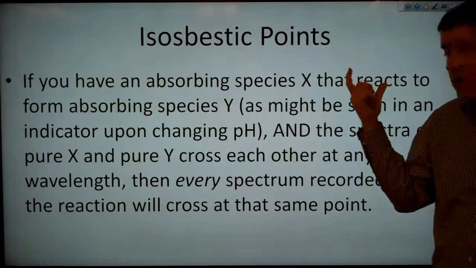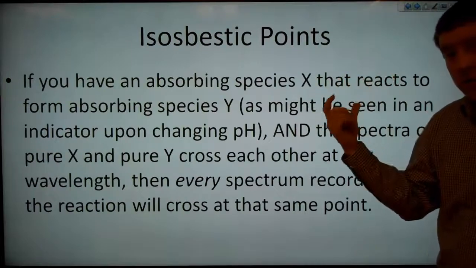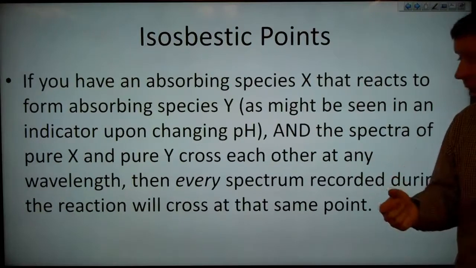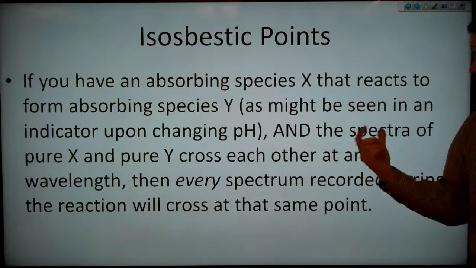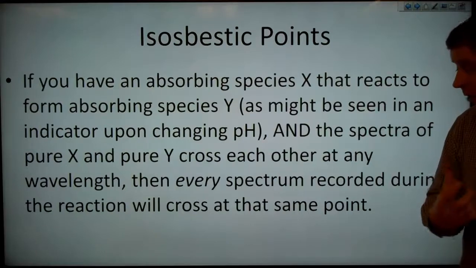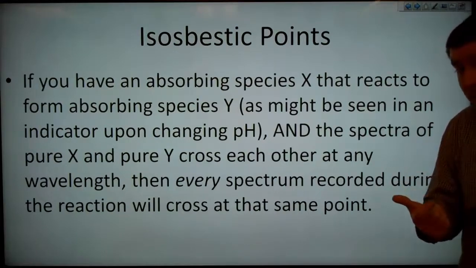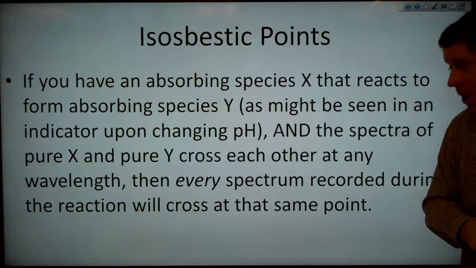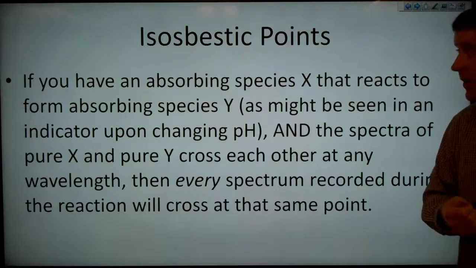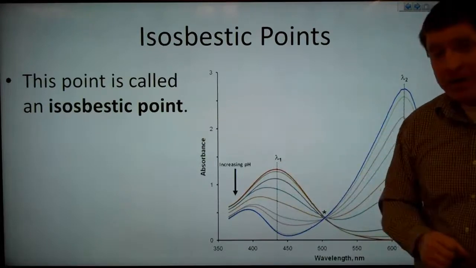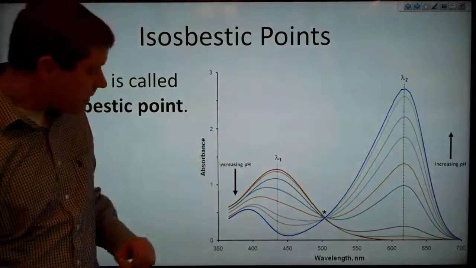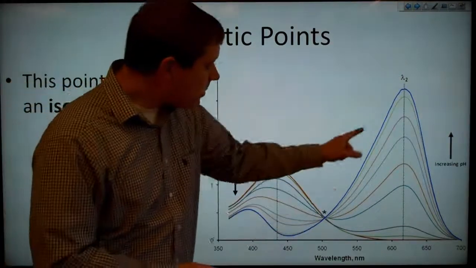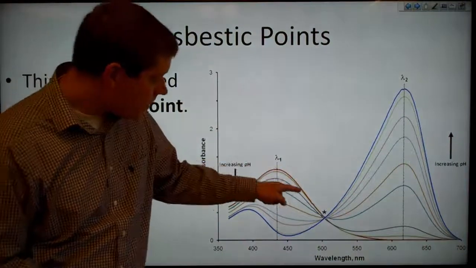If you have an absorbing species X that reacts to form absorbing species Y, as you might see in an indicator upon changing the pH, and the spectra of pure X and pure Y cross each other at some wavelength, then every spectrum that you record during the reaction will cross at exactly that same point. This point is called an isosbestic point. So we have an example of an isosbestic point over here, where we have various spectra. We've got this blue spectrum ranging all the way to the red spectrum.